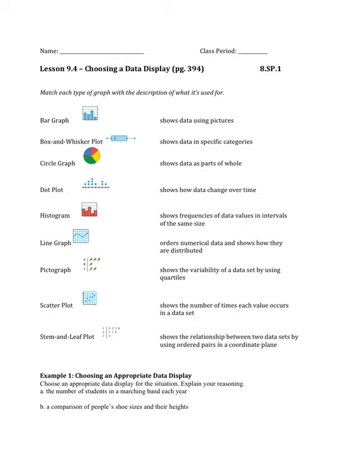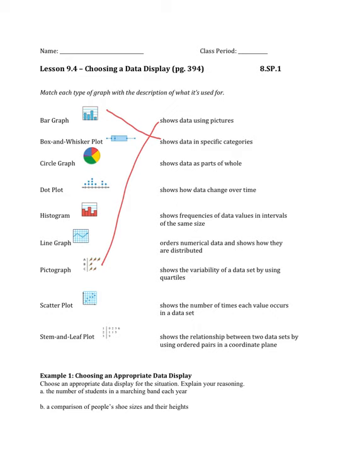So showing data using pictures. Think for a minute about which one that would be. That is a pictograph. Okay, showing data in specific categories. That sounds like a bar graph to me, right? We're comparing specific categories and how many of each category there are.